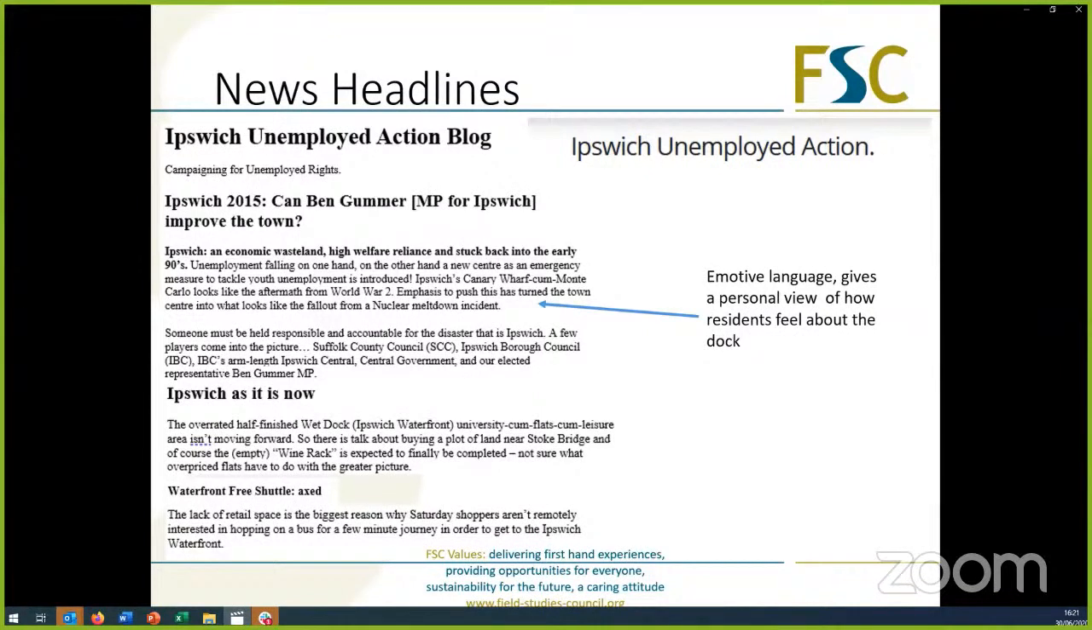It would be really interesting to see if we could find alternate views to this one, and by doing more research we might see those. For example, does anyone think that the regeneration is a positive step or is being handled well?